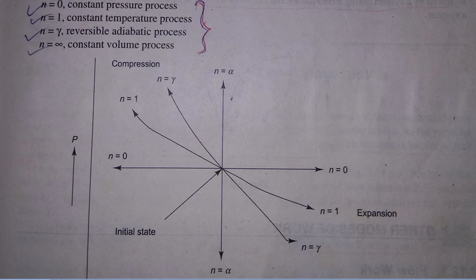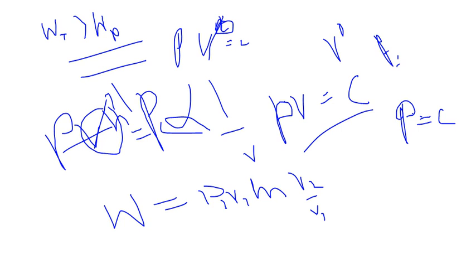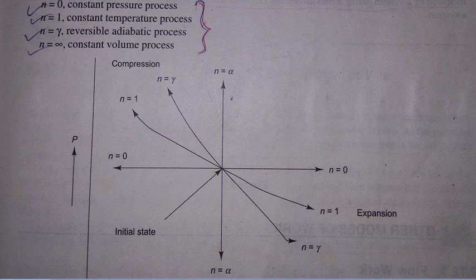Now if n is equal to 1, then P v to the power 1 is equal to constant. So it is one type of isothermal process. That is why we call it the isothermal process. If n is equal to gamma, then that is the adiabatic process, or reversible isentropic process. Reversible adiabatic process and isentropic process are the same. No heat transfer.